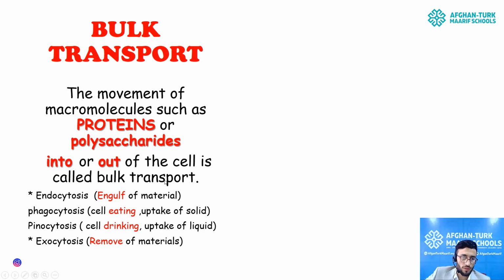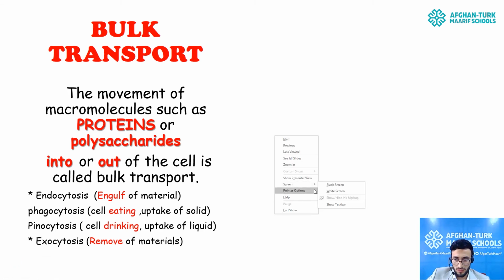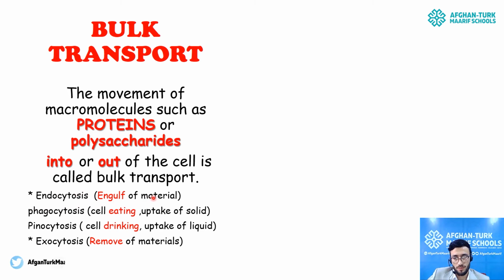We can categorize bulk transport into 2 types. One, endocytosis, and second, exocytosis. Simply, endocytosis means engulfing of materials. Engulfing can be categorized into phagocytosis, which means cell eating, or uptake of solid materials, and also pinocytosis, which means cell drinking, that is the uptake of liquid materials.